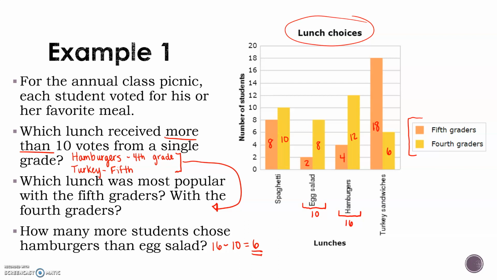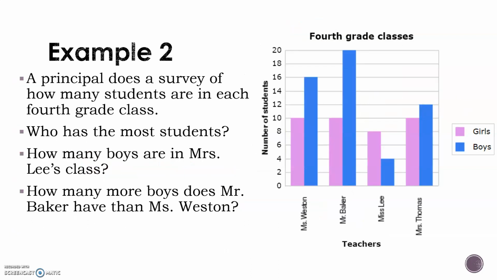So this is an example of a double bar graph. Let's look at another one. It says a principal does a survey of how many students are in each 4th grade class. So some schools are so big that they have multiple teachers for one grade. So like here we see that Miss Weston has both the purple represents girls, or pink, I don't know what color you'd call that, and blue represents boys.